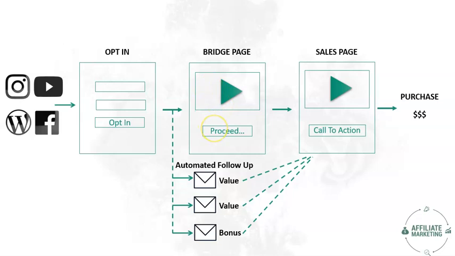The best thing once they opted in is that an automatic follow-up happens. That's why I put this in here. So it says automated follow-up. This is where you automatically send emails to people. You have everything set up in your back office. So once they give you an email address, a first email comes into their mailbox.